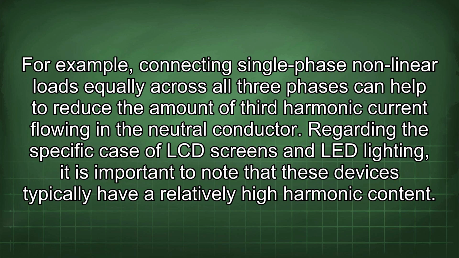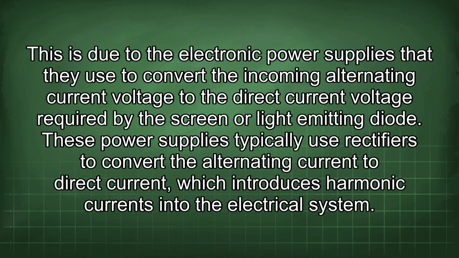Regarding the specific case of LCD screens and LED lighting, it is important to note that these devices typically have a relatively high harmonic content. This is due to the electronic power supplies that they use to convert the incoming alternating current voltage to the direct current voltage required by the screen or light emitting diode.